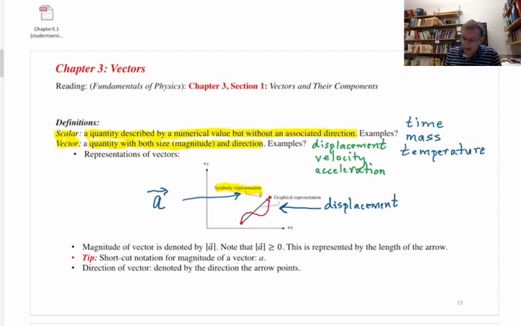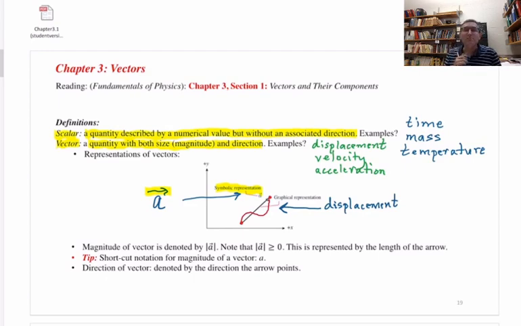And I want to emphasize how important it is to draw that arrow on top in the symbolic representation of a vector. That's the way you tell your reader very clearly that this symbol A is a representation of a vector quantity with a magnitude and a direction.